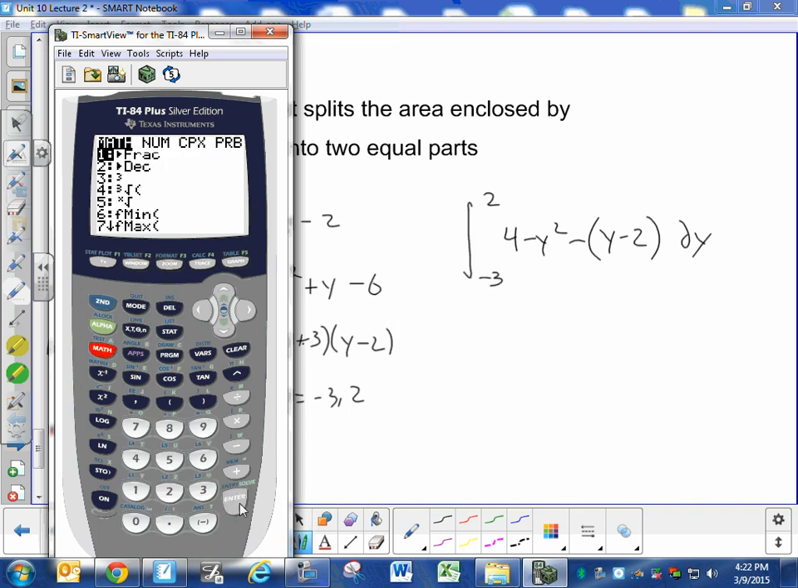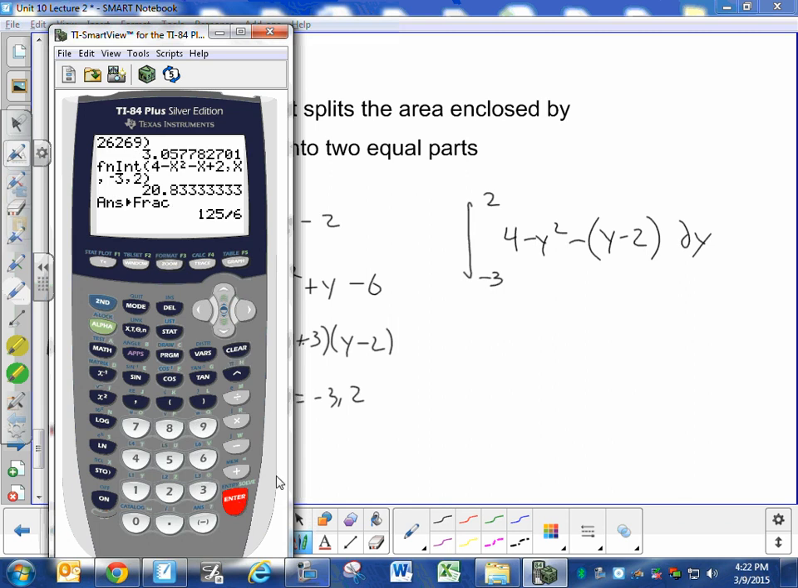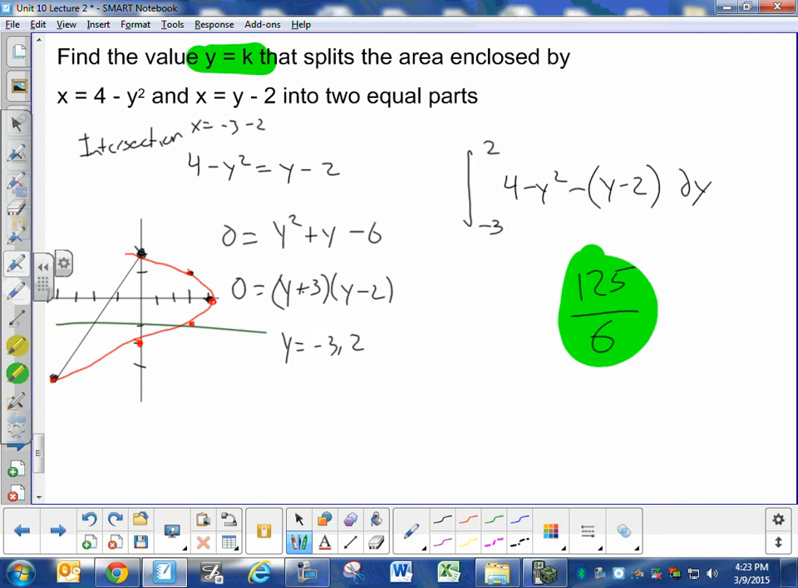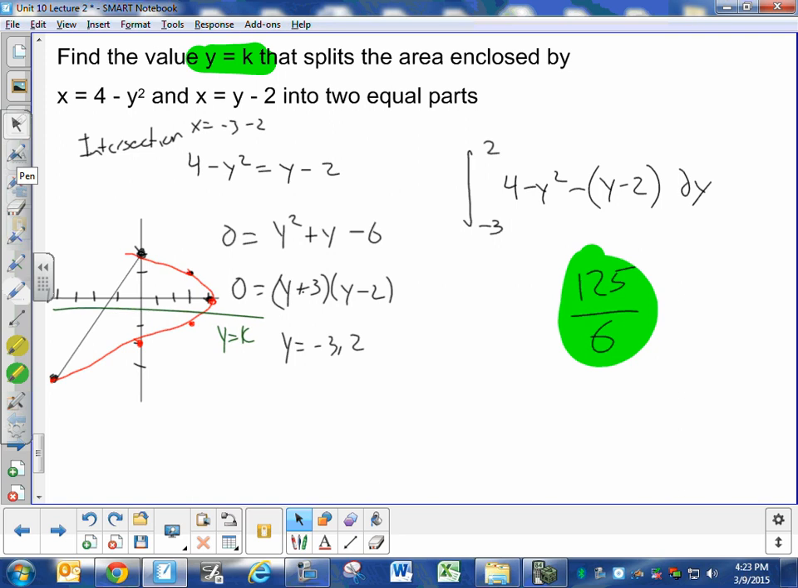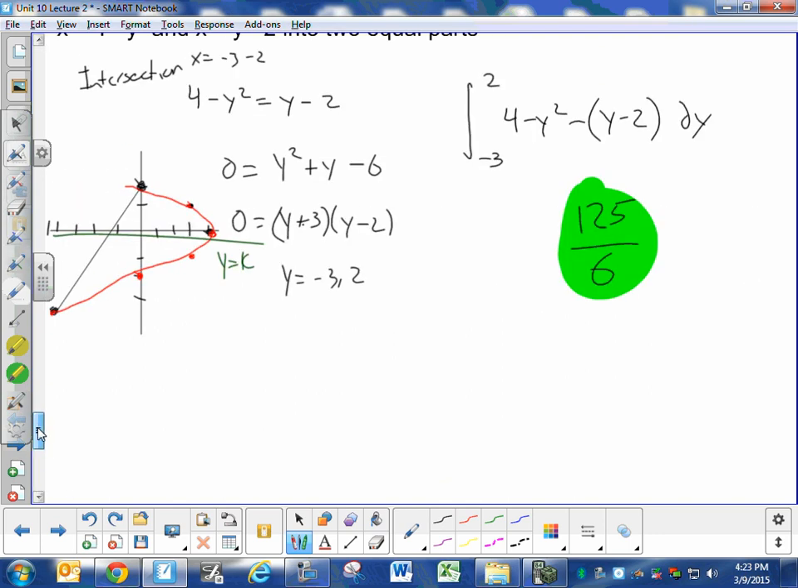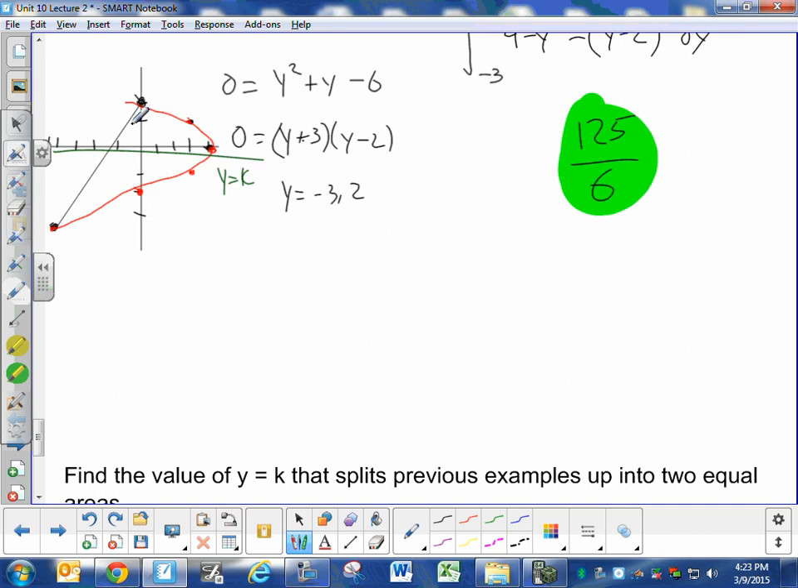Okay, 20.8333, which is 125 over 6. So that's that. We have that. Well, the next question is, there is a line somewhere, y equals k, that splits this region into two equal parts. Doesn't look like it's going to be down there, maybe right here, maybe around zero. How do we find that? Well, it's just like finding the x equals. We know that the area from negative 3 to k will equal half of that, or the area from k to 2 will equal half of that.